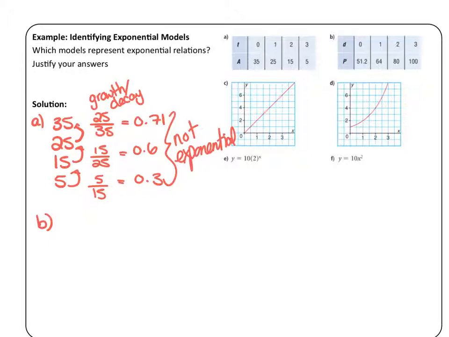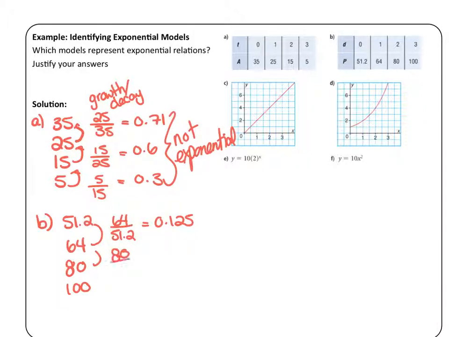Part B, we'll do the same thing. So 51.2, 64, 80, and 100. So we're going to do the same thing. I'm going to do 64 divided by 51.2, and I get 0.125. Same thing. We're going to do 80 divided by 64.